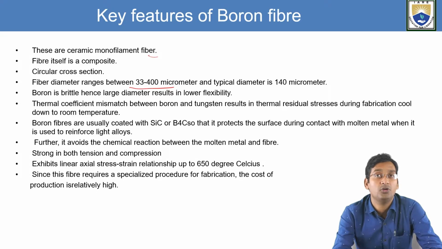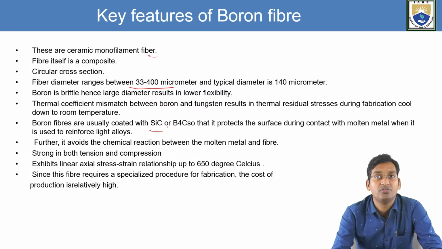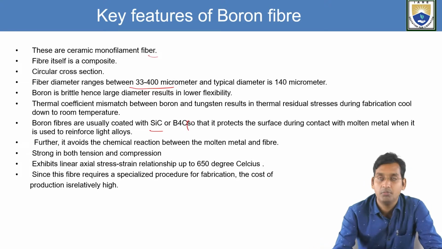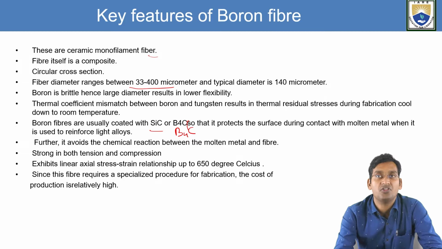Boron fibers are usually coated with SiC, silicon carbide, or B4C, boron carbide. The coating protects the surface during contact with molten metal when the fiber is used to reinforce light alloy. Further, it avoids chemical reaction between the molten metal and the fiber. Boron fiber is strong in both tension and compression.